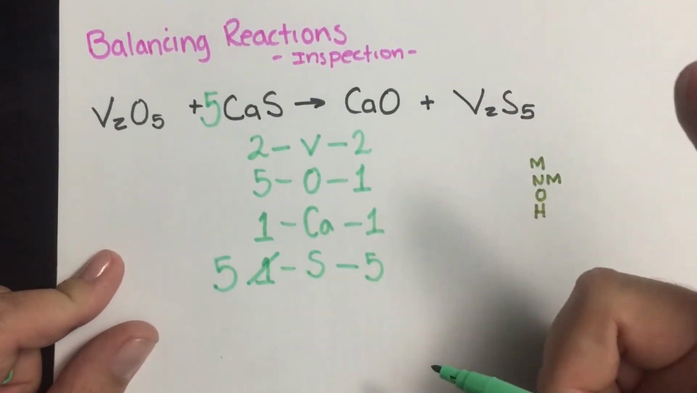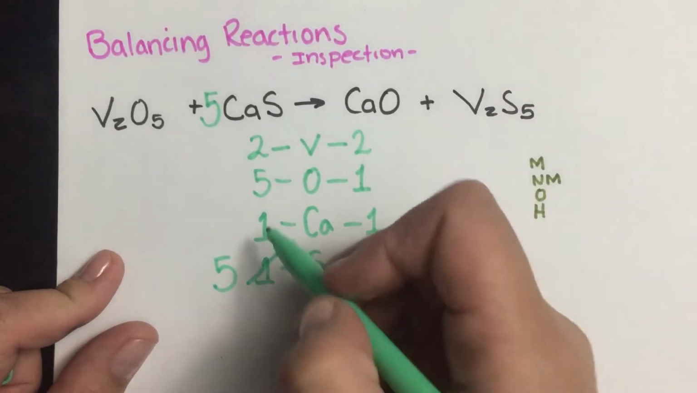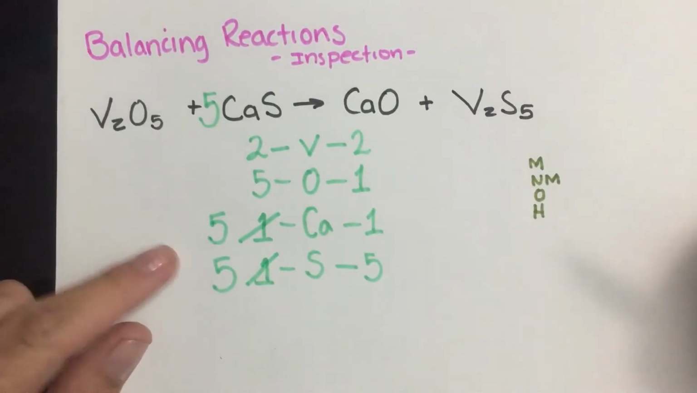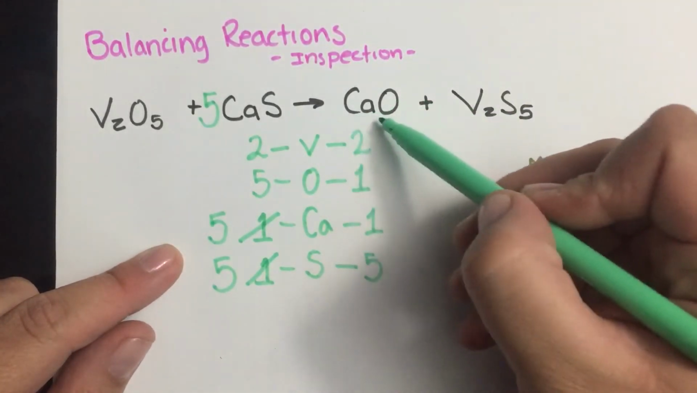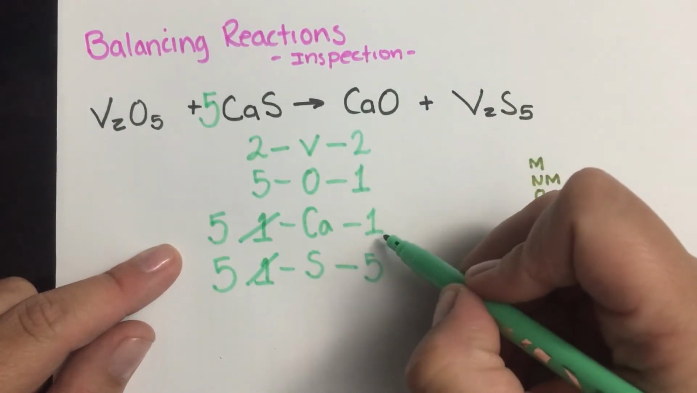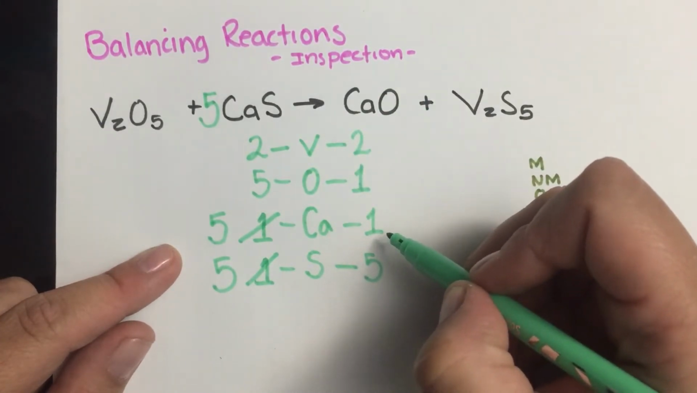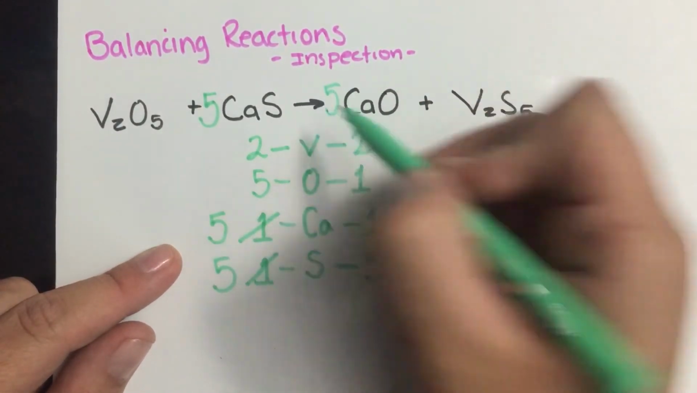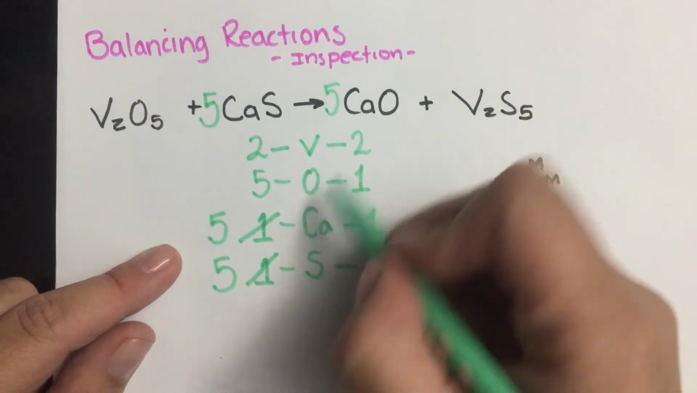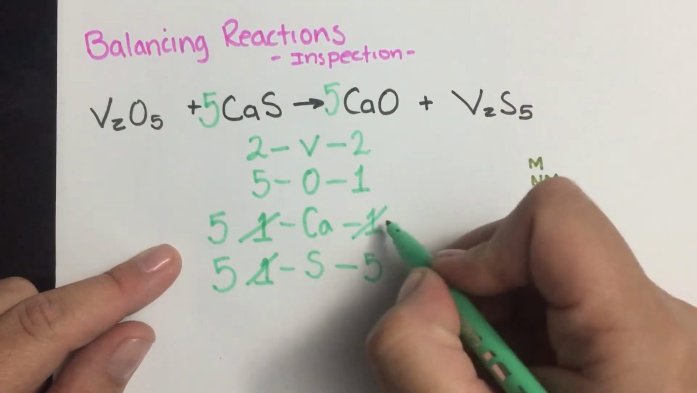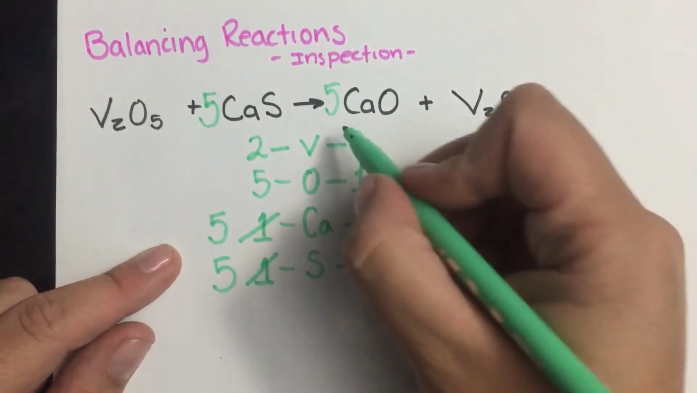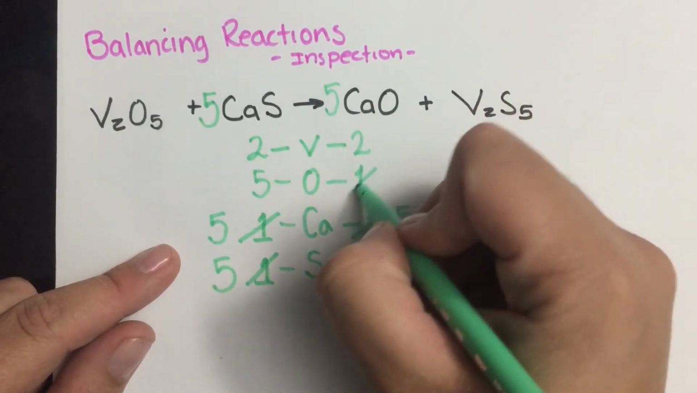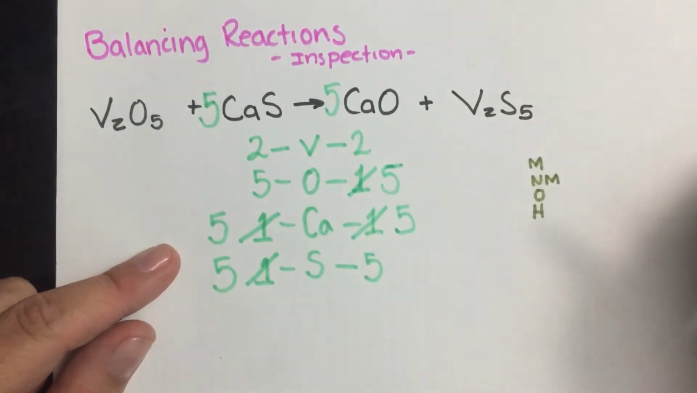Excellent. But it also affected the calcium. So now we have also 5 calciums. Here, this calcium, we only have 1 on this other side. So we need to fix that and make it 5. How can we make this 5? Writing a big 5 next to it. So we count calciums again. Now we have 5 calciums, and it also affected oxygen. So now we have 5 times 1, 5 oxygens.